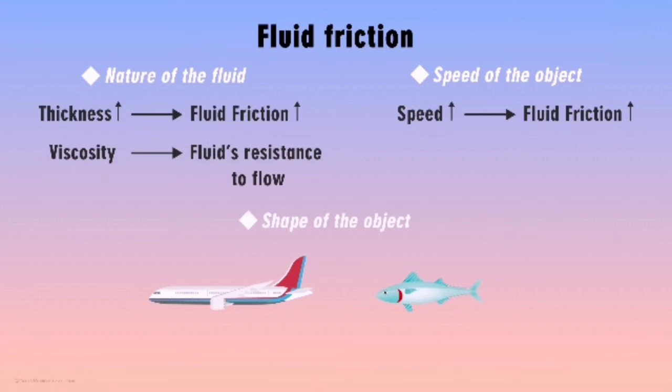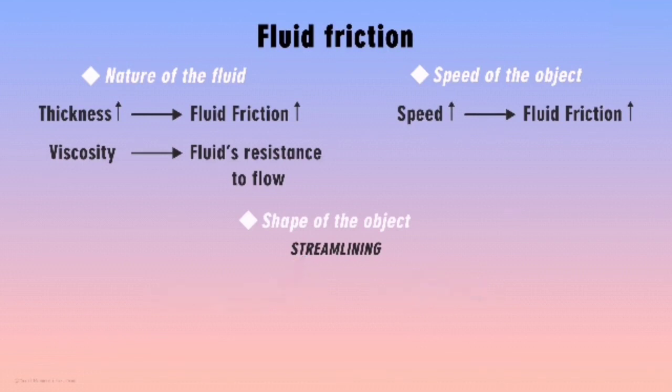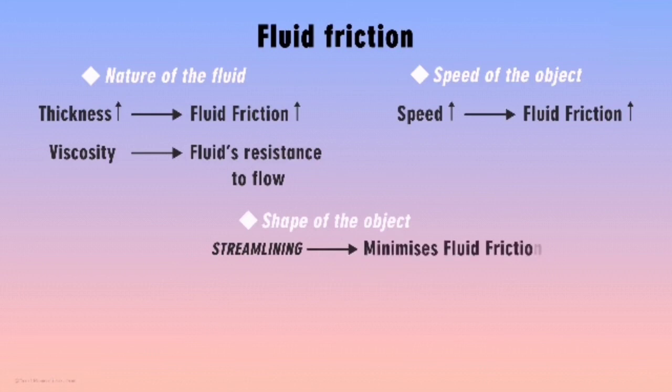They are given a streamlined shape to minimize the fluid friction. The shape of the aeroplane, if you notice, is like that of a bird. This process of giving an object a particular shape to decrease the fluid friction is known as streamlining. Streamlining the object can greatly reduce the resistance offered by the fluid.